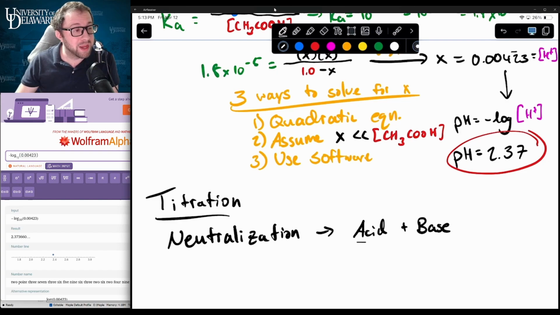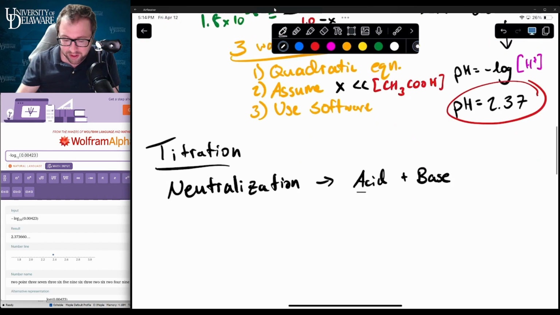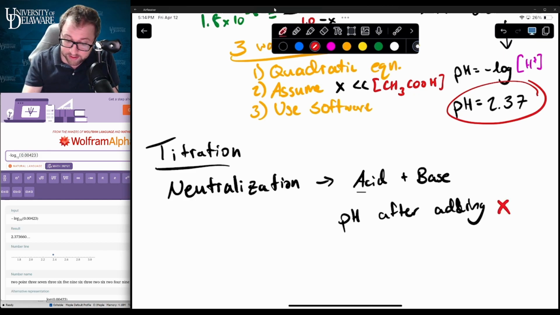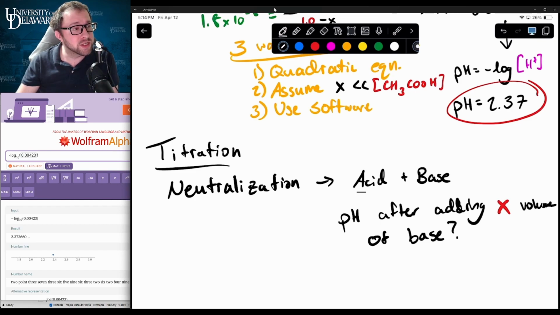So it's almost the flip side. In 103, you may have done a phenolphthalein titration where you had an endpoint where your solution changed color. That works really well for titrating acids, I think, because that color change is sudden and it's high pH. So we're neutralizing acid and base. And now the question is, what is the pH after adding X volume of base? So this is a challenging question, right? And let's think of a concrete example.